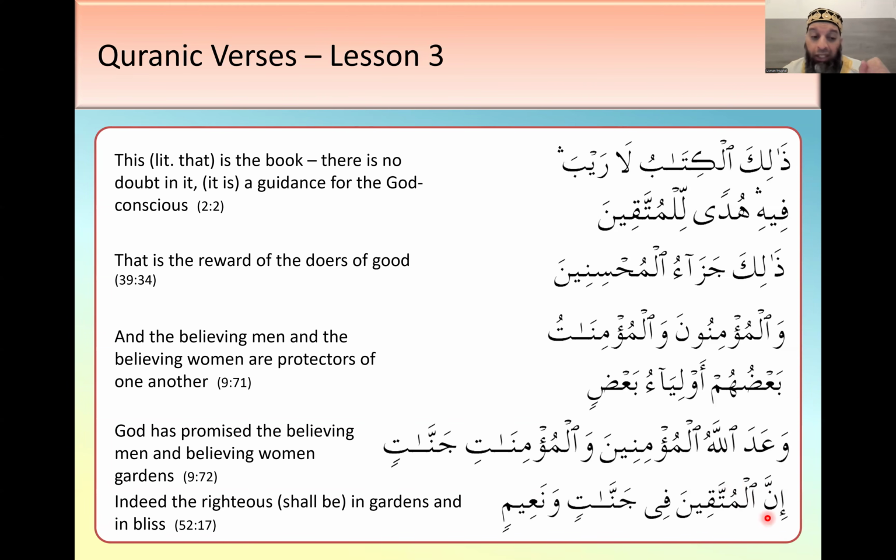So innal muttaqina, indeed the righteous people, fi means in, jannatin, gardens, plural, wa na'im, and in bliss. We've not done those words, but if you have done your vocabulary, all the theory and all your homework, then you can do something else, which is learn the meaning of these verses.